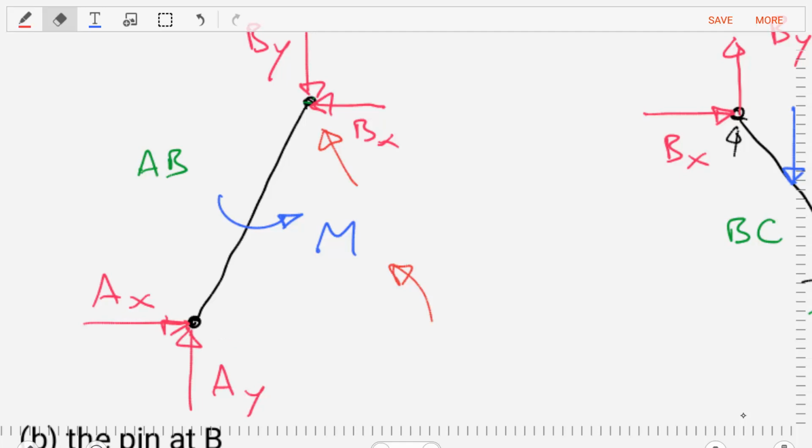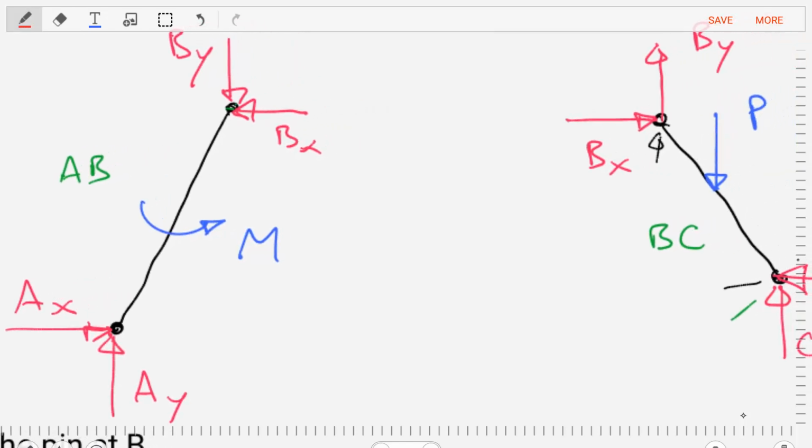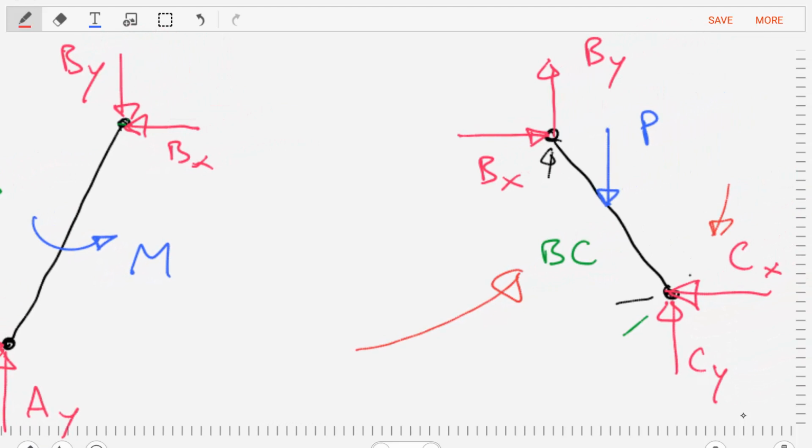And here, we're assuming that AX and AY are in the positive sense. And then for equilibrium, we're going to assume that BX and BY are taking the negative sense. Now, this is an assumption. We don't know what their true senses are, but for equilibrium's sake, we're going to put them in that direction. Now, this is important because now that we've drawn our first diagram for our first member, let's draw the second diagram for the second member, for member BC.